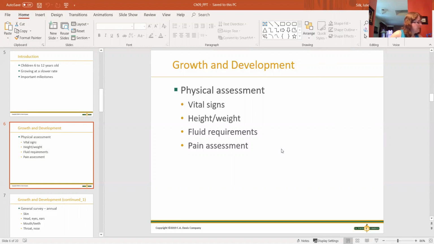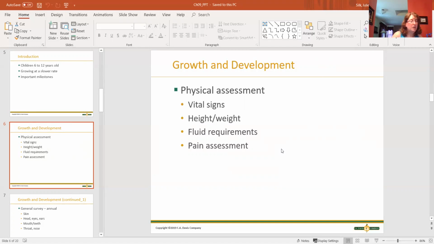With height and weight, weight and height should be taken standing unless the child has a condition where they can't stand. Children in this age group should gain 3 kilograms per year in weight and gain 5 centimeters a year in height. They should experience a growth spurt between 10 and 12 years for girls and around 12 years for boys.